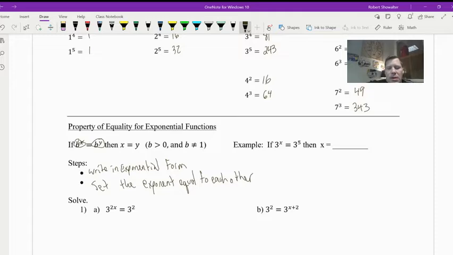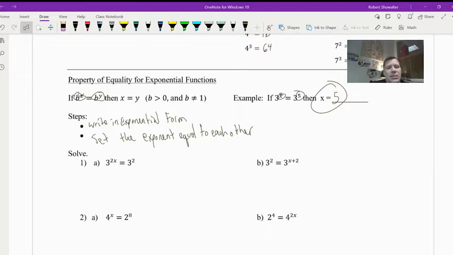Again, if we had 3 to the x equals 3 to the 5th, we would have to know that x is equal to 5 in order for those two statements to be equal to each other. So when we look at the equations down below, when we have 3 to the 2x equals 3 to the second power, we can take these two exponents and just set them equal to each other and solve that equation. So we end up getting x equals 1 when we divide by 2.